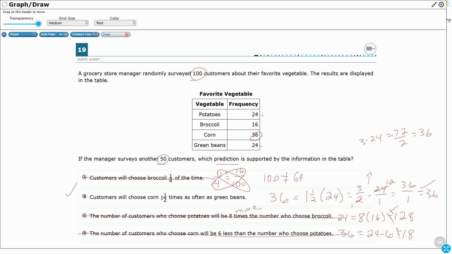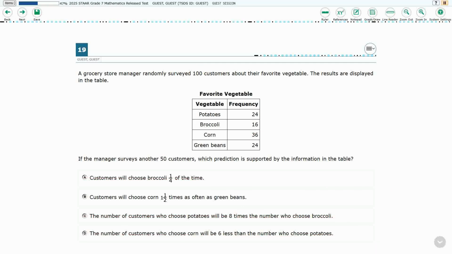All right, so we are left with B, and that is going to be the correct answer. The easiest trick on that one would be to change the 1.5 into 3 halves, and then just multiply that by your green beans, and then you'll get your corn.